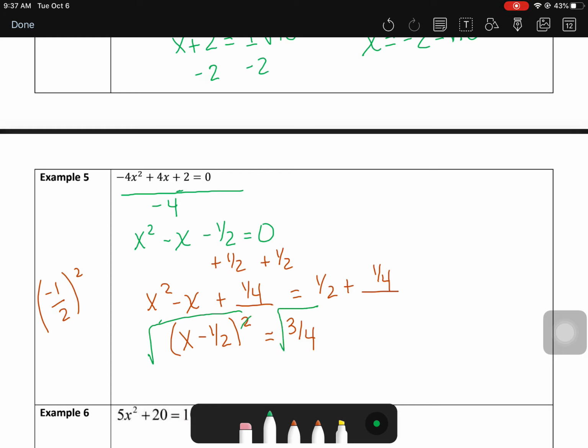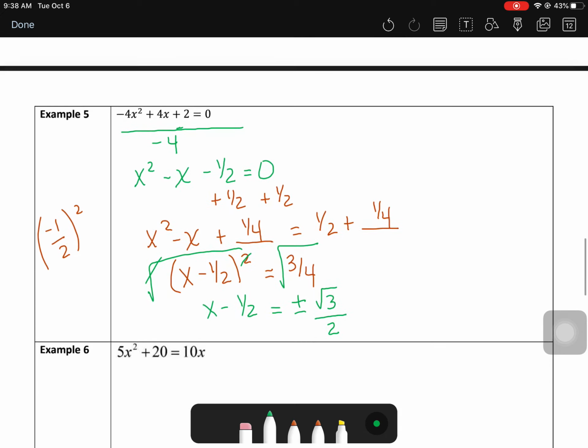A square and a square root cancel, so we have x minus 1/2 is equal to plus or minus the square root of 3/4. The square root of 3 cannot be simplified, but the square root of 4 is 2, so this would be plus or minus the square root of 3 over 2. Lastly, we're going to finish by adding 1/2 to both sides. Remember that our 1/2, our integer, will be first, and then we put our root.